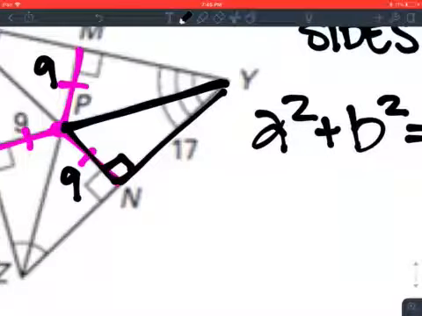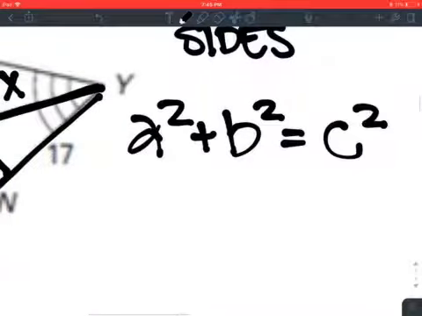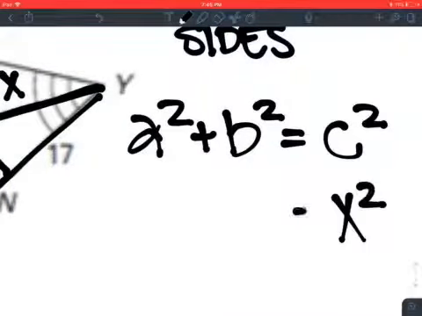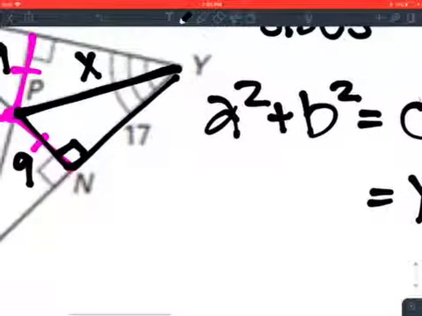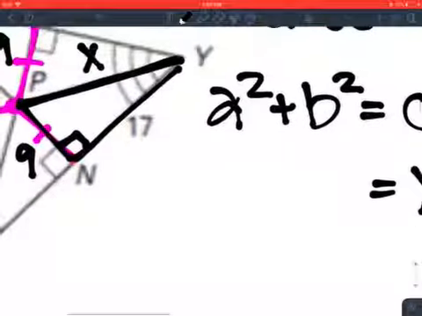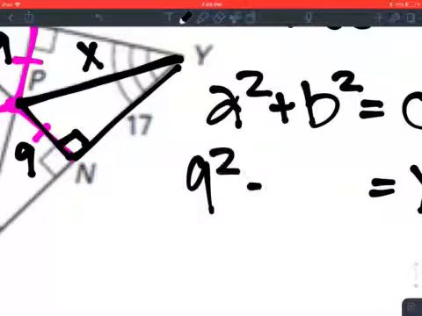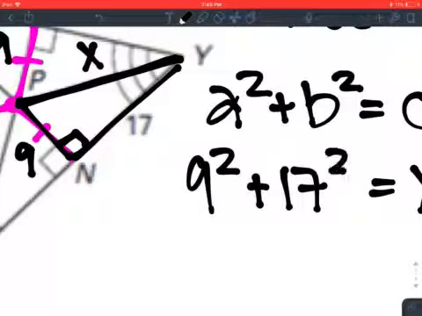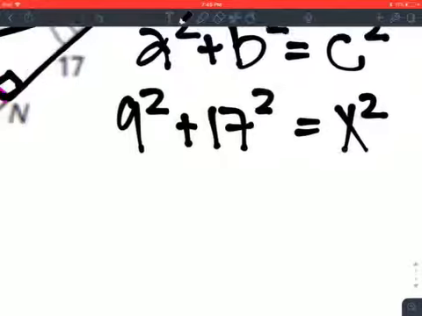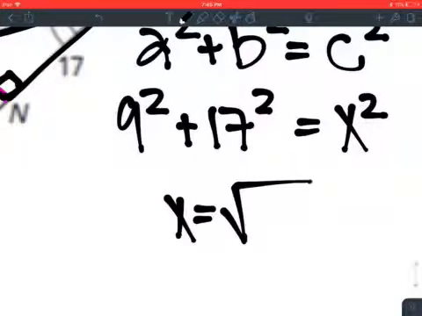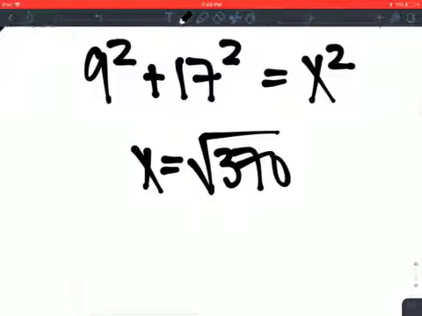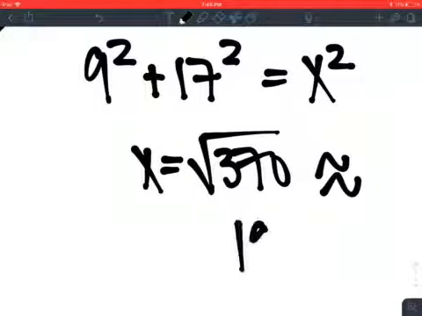Now, I'm looking for my PY. I'm going to call that x. So I know that's my hypotenuse, which has to be my c, so that's x squared. And then how you plug into the a squared and b squared doesn't matter, so I'm just going to do 9 squared plus 17 squared. Then you guys can solve on your own, but what you're going to finally get is x is equal to the square root of 370, which is approximately 19.2.